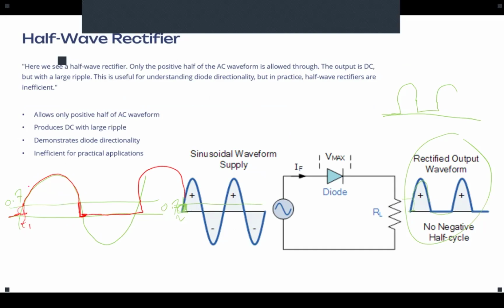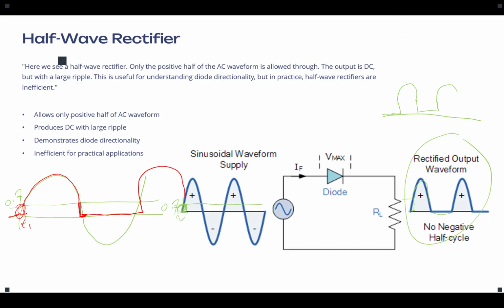It doesn't change the peak or frequency. It's just that when the input is below the threshold, we don't have any current. There you go. The output signal is 0. Is that clear? Any question regarding that? No? No.